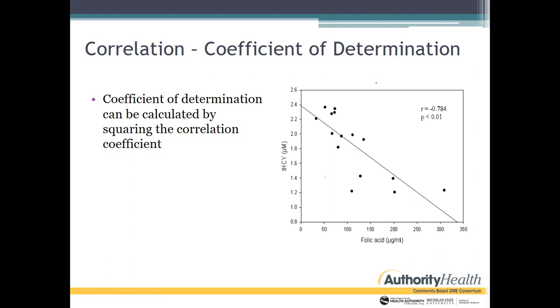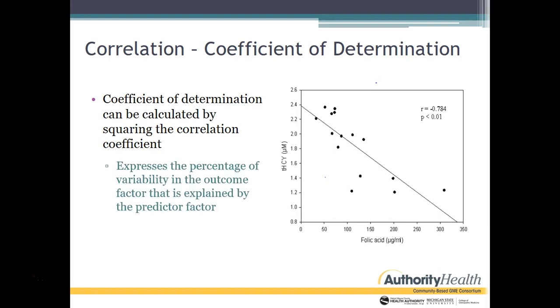All right, one more thing before we end, and that's the coefficient of determination. The coefficient of determination can be calculated by squaring the correlation coefficient, which is R we just talked about, and this number expresses the percentage of variability in the outcome factor that is explained by the predictor factor. So for example, here R squared is what the coefficient of determination is. Here we have folic acid intake and plasma homocysteine level. We see our R is negative 0.784, and it's significant. So our R squared would be just that number squared, which would be 0.614 or 61.4%. Basically what we can say is 61.4% of the variability of the homocysteine levels is due to the folic acid intake. So that's that.